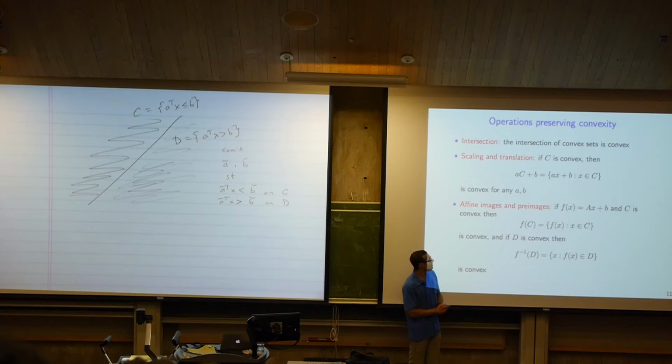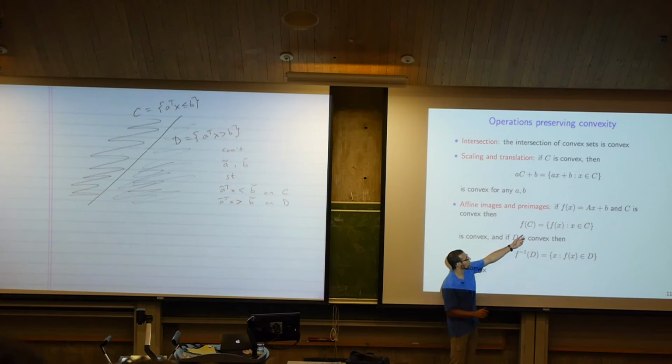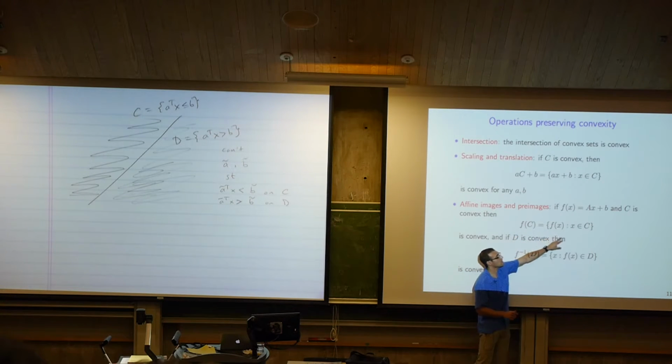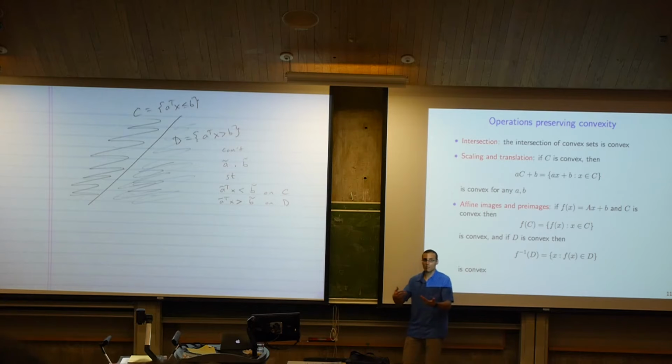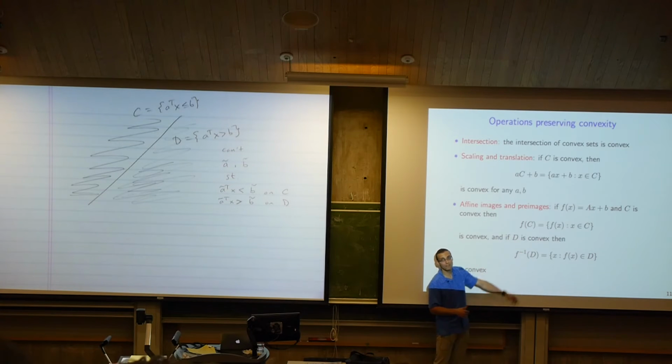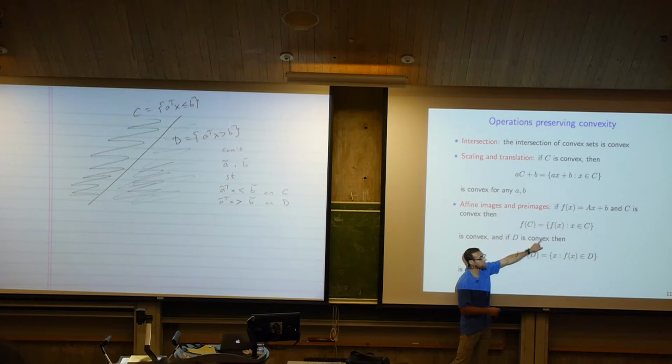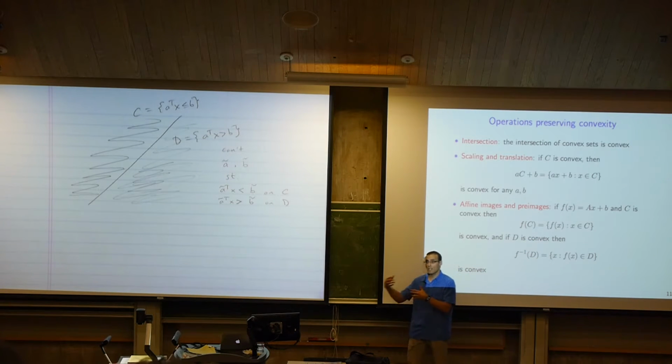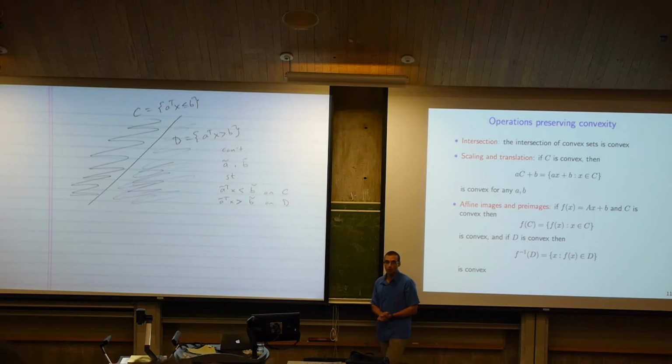The affine image of a set, or just the image of a set under a function f, is the set of all f(x) such that x is in the set. That's what we mean by the image. I just apply my function to every point in the set. And when f is affine, it's just called an affine image. If C is convex and f is this affine function, that's a convex set. So that means I can take any affine transformation of a convex set and obtain convexity. Very useful fact.